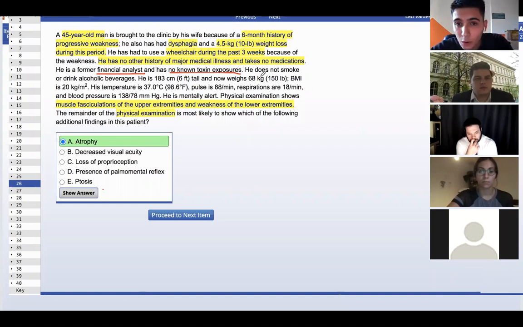He's 6 feet tall. Okay, he's a bit thin, but that could probably be related to the dysphagia and the 6 months of weakness. That could likely be the cause. He has normal temperature, so no infection. He has normal vital signs. Respiratory rate is normal, pulse is normal, blood pressure is normal. He's mentally alert. Okay, but what they say here now is that there is muscle fasciculation of the upper extremities and weakness of the lower extremities.